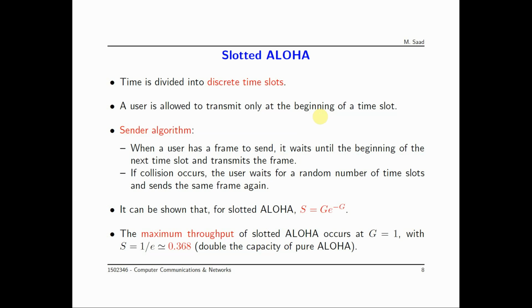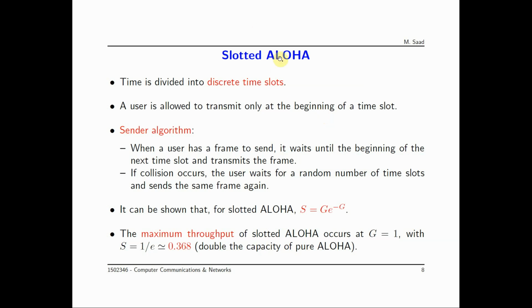If at 0.5 milliseconds, at time equal to 0.5, I have a frame to send, I cannot send it right away. This was pure Aloha. I cannot send it right away. I have to wait until the beginning of the next time slot, which is at 1 millisecond, and then I can start transmitting the frame. Again, this is what slotted means.